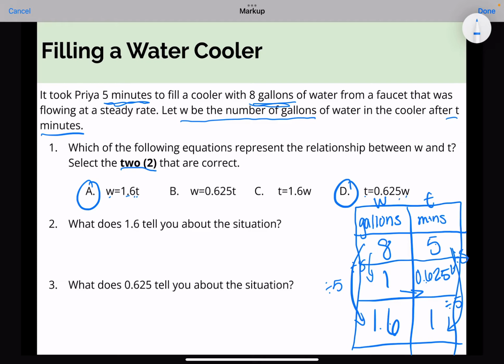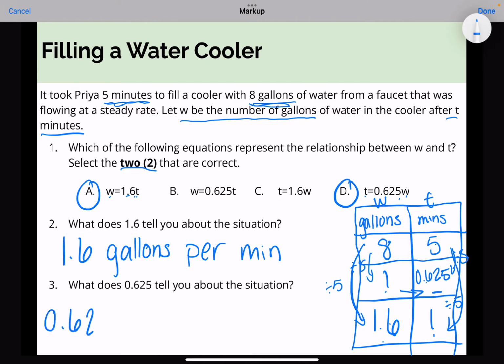So 1.6 tells us in this situation that in 1 minute, 1.6 gallons are filled. So we fill 1.6 gallons per minute. And then 0.625 tells us that in 0.625 of a minute, 1 gallon is filled. So 0.625 minutes per gallon.